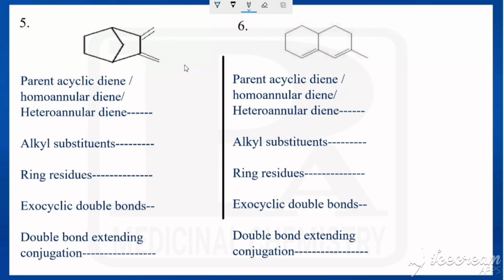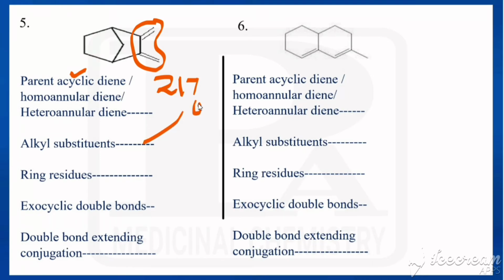The next example. So here, this was the parent. This is an acyclic diene. So what is the parent value? That is 217. Parent value is 217. Now alkyl substituents. You see this, it is not having any alkyl. So for that, it is 0.